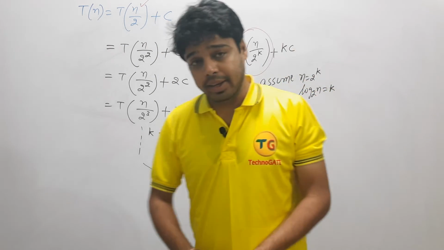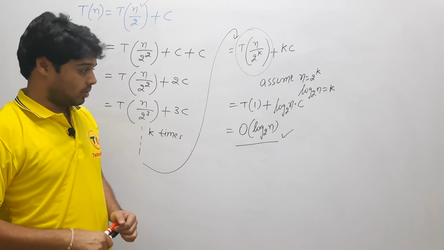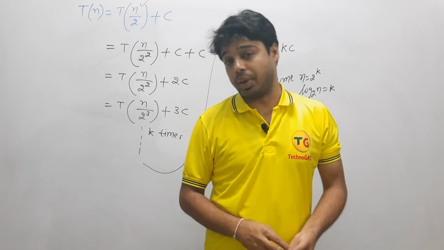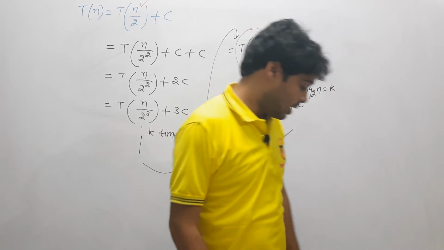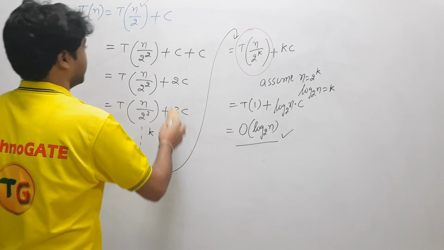So without divide and conquer, how much time is required? Order of n. And with divide and conquer, order of log n time is required. Now what is the space? Space is the most important thing here. So let's see how much space is required here.